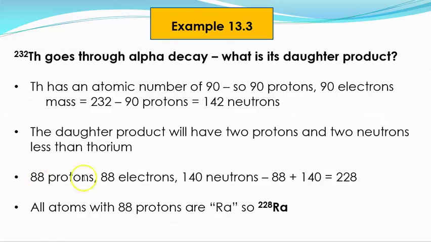So 90 minus 2 will be 88, and that will leave us with 4 less in our nucleus. So we're going from thorium-232 to 228, and we have 88 protons. All atoms with 88 protons are called Ra, which is radium. So now we have radium-228 as the daughter product as a consequence of alpha decay.